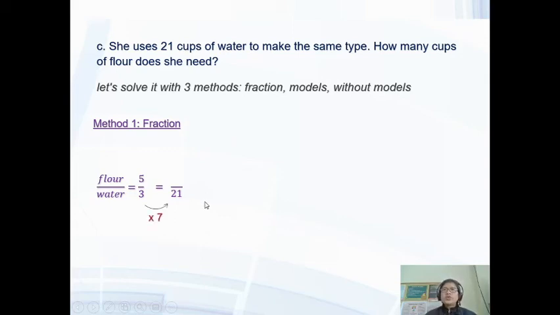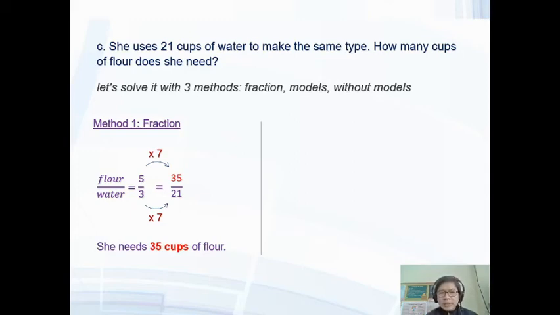Because we are going to keep the ratio, because we are going to keep the taste, the quality of the dough. So if the denominator is multiplied by 7, the numerator is also multiplied by 7. So we get the second ratio, or the second amount, is 35 over 21. So she needs 35 cups of flour. Get it? Okay, this is method 1, fraction.